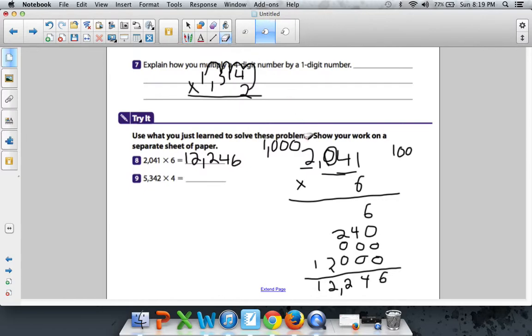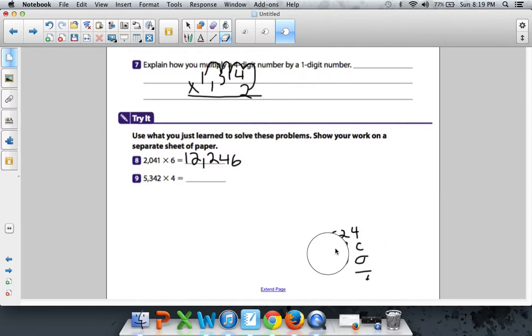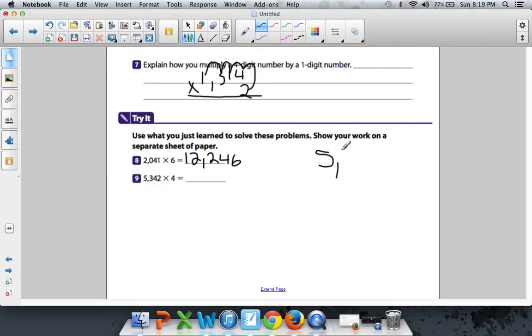If you're not getting this yet, pay close attention. I'm going to show it to you one more time in the homework. Show it to you in class also, but, you know, homework is extra. Homework helps out. Here we go. 5,342 times 4. So here's an easy way to do it. 5,342 times 4. Put the little 1-digit number on bottom.